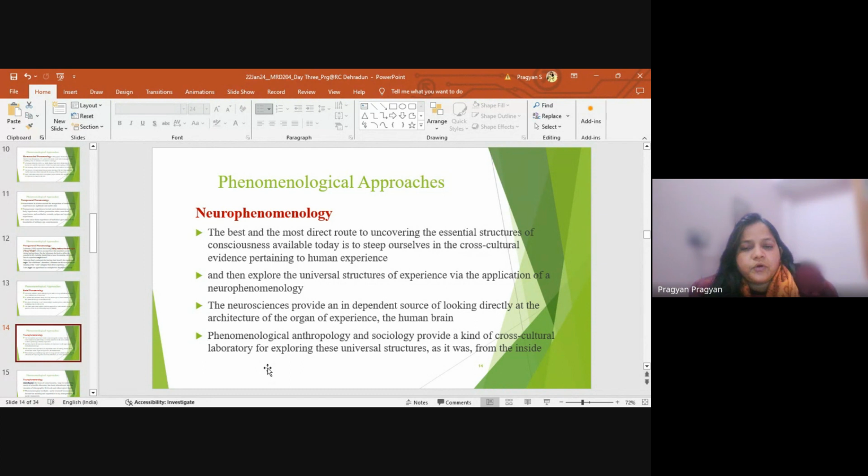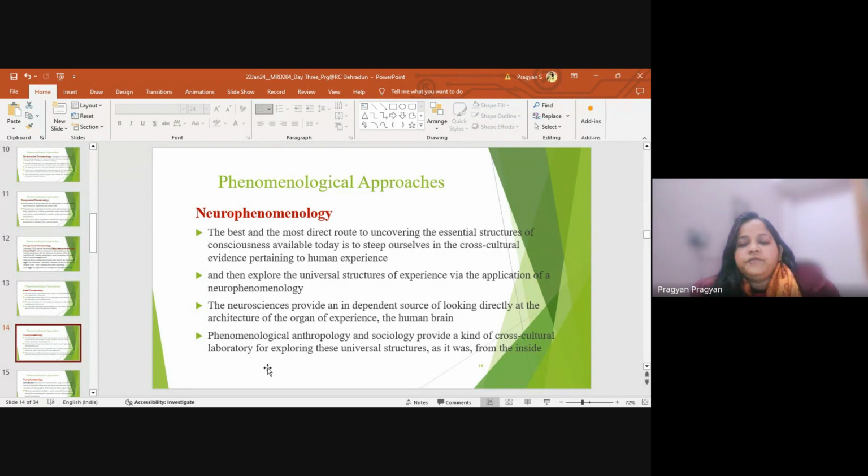Neurophenomenology, first of all, comes in two steps. First step, they try to engage with the cross-cultural evidence. That means, suppose we were talking about Malay healers' practice, there can be another kind of healing practice which is popular in the tribal groups of Andaman and Nicobar that belongs to the Indian continent. So there can be seen a kind of cross-cultural evidence of the healing practices of those particular communities. And then in the second step, we try to explore the universal structure of experience as to how they treat ceremonial practices as a healing experience in a particular society.